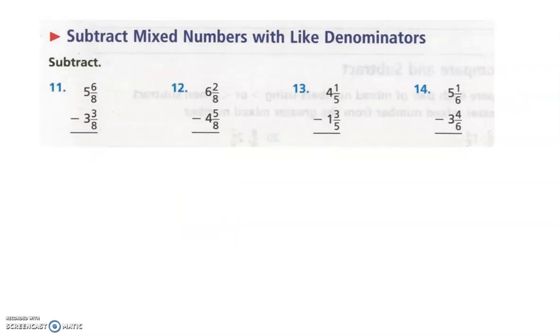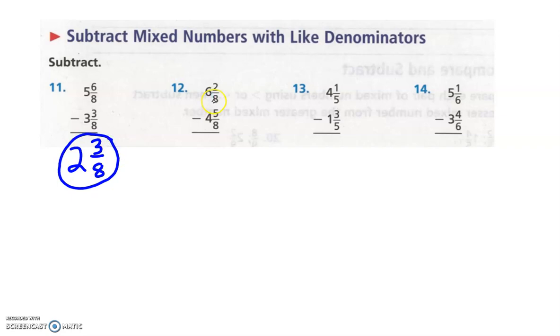Let's try this now with subtraction. Same kind of deal. It's just this time you may end up having to borrow from next door, which can be a little bit tricky. But this first one's pretty simple. You've got 6/8 on the top. You've got 3/8 on the bottom. So your denominator is going to stay the same. And simply 6 minus 3 equals 3. So then we have 5 minus 3, which equals 2. So your answer is 2 3/8.